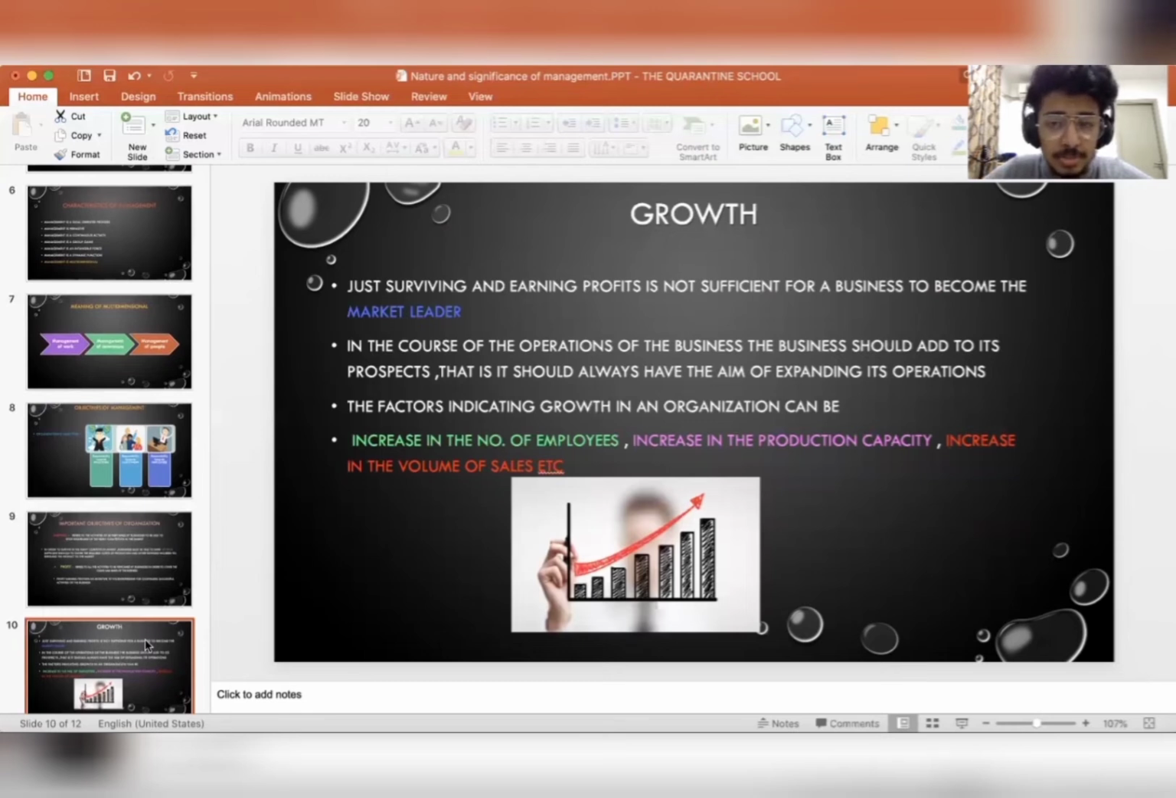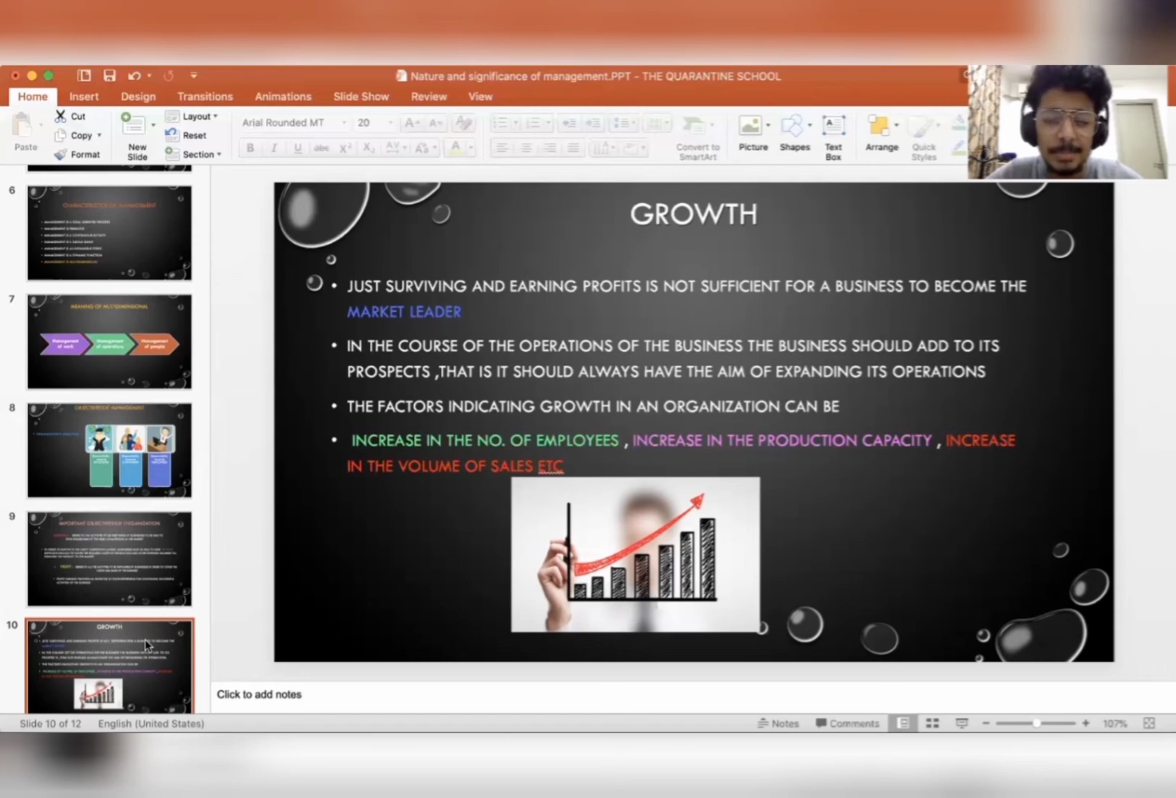Talking about the last objective, which is growth. If a business is able to survive and earn profits, then surely it can grow if the entrepreneur puts in enough hard work. So, just surviving and earning profits is not sufficient for a business to become the market leader. What is a market leader? This is a company or an organization which has the largest market capitalization in its industry. So, in order to become a market leader, surviving and earning profits is not sufficient. It has to add something in its growth prospects.